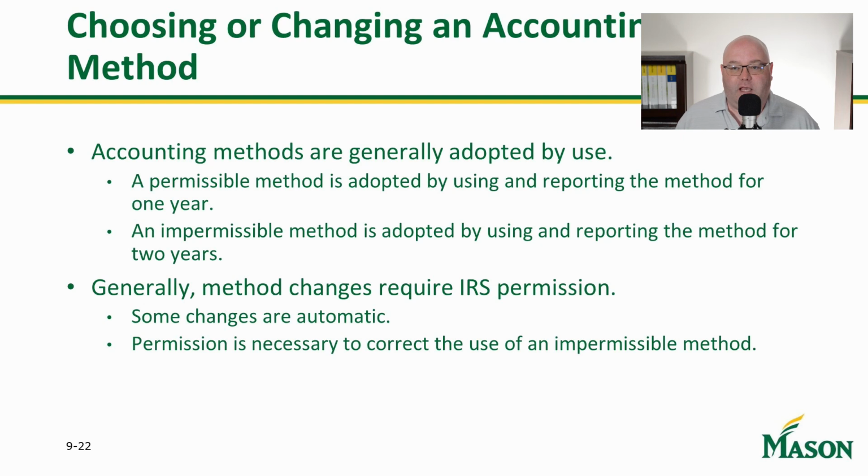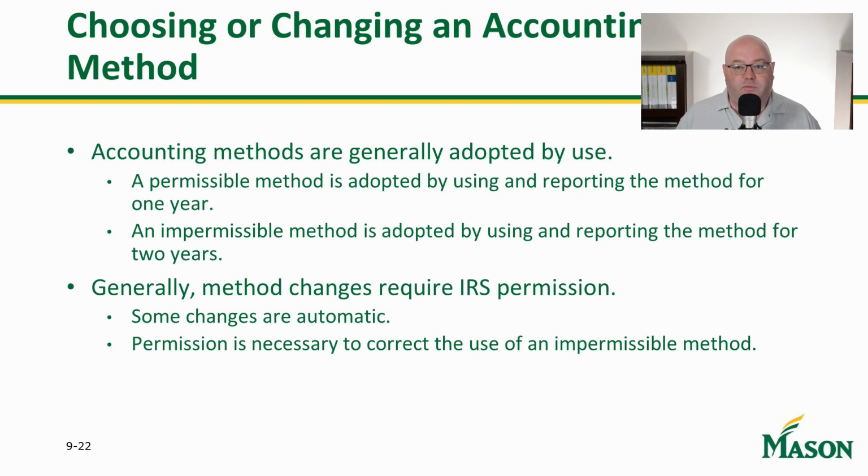Now, some of you might say, well, wait a minute, hold on a second. So I can do something the IRS doesn't want me to do, but if I do it for 2 years, I have to do it going forward? The answer to that is yes. If you use an impermissible method, you file your tax returns and nobody stops you, and you want to change from impermissible to permissible, you have to file a change of accounting method form, and that's Form 3115.